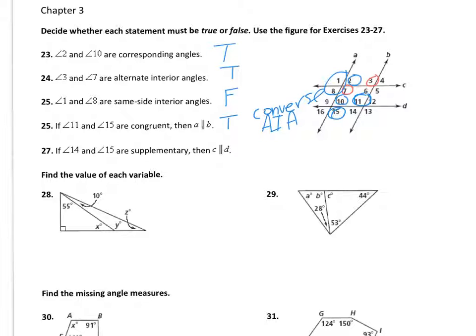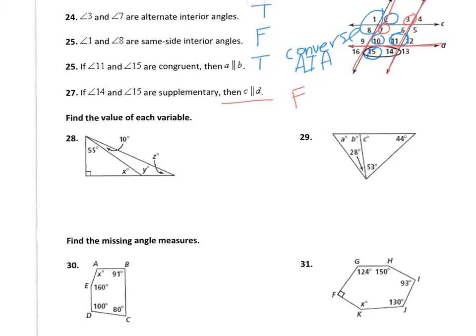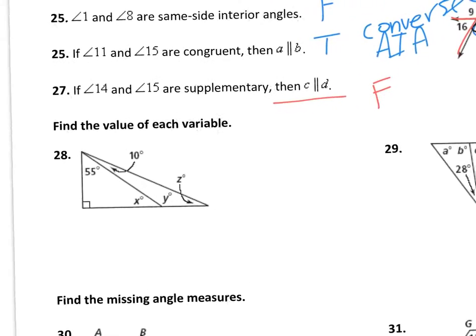And then number 27, if 14 and 15 are supplementary, then C is parallel to D. Actually, that's false because this is a transversal and these are the two parallel lines. So these won't be the lines that are parallel. It would be lines A and B that are parallel. So this is false.